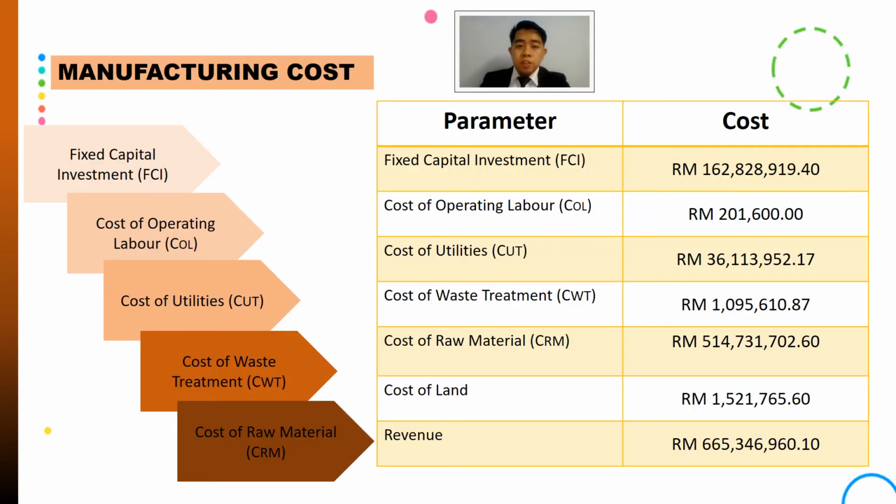In order to estimate the manufacturing cost, we need to process the information provided on the PFD, an estimation of fixed capital investment, and an estimation of the number of operators required to operate the plant. The cost of each parameter is stated in the slide as follows.